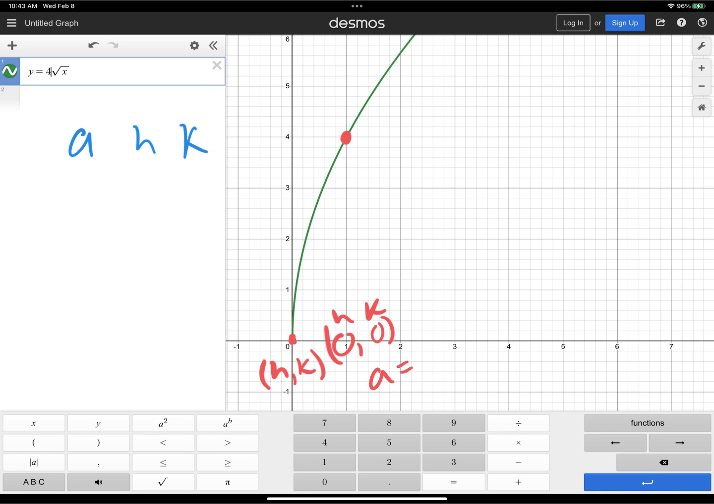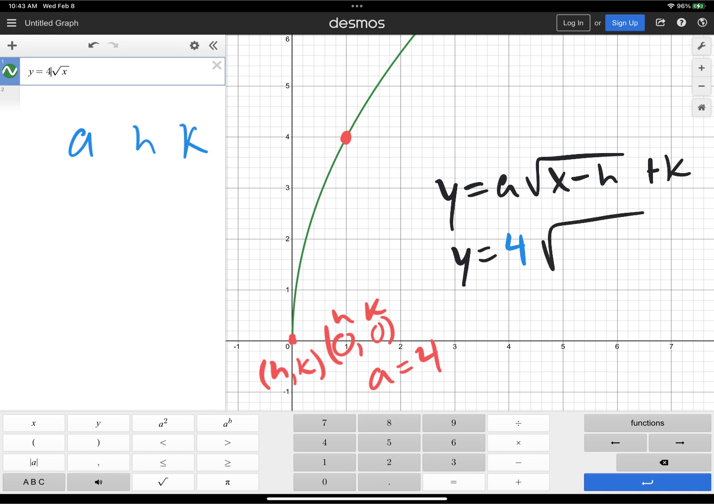So my a value is what? Well, I look at my beginning point and I'm like, okay, where's the next nice point at? There it is. What level am I at? I'm at 4, so my a value is 4. So now that I know that my a value is 4 and my h and my k value are 0, I can now use the format y equals a square root x minus h plus k on the outside of the square root. So using that format would be y equals the 4 that's out in the front, square root x minus h, which is 0, plus k, which is 0 also. So that would be how I could get the actual function from the graph.